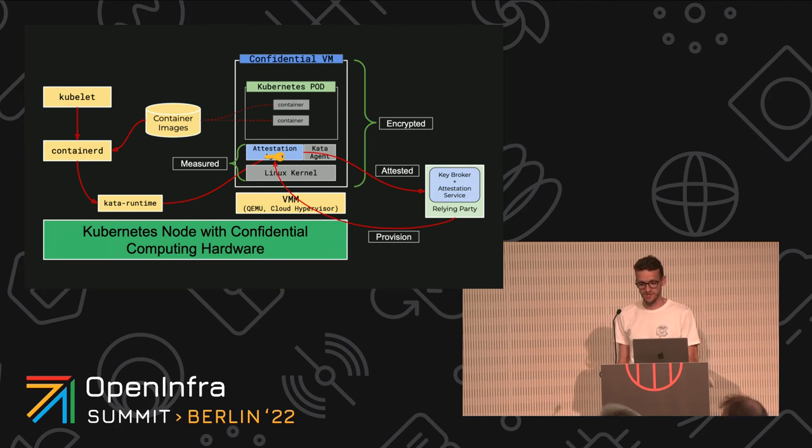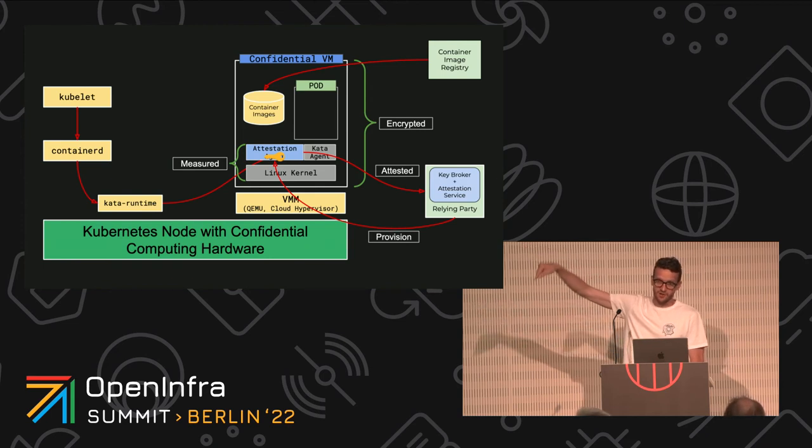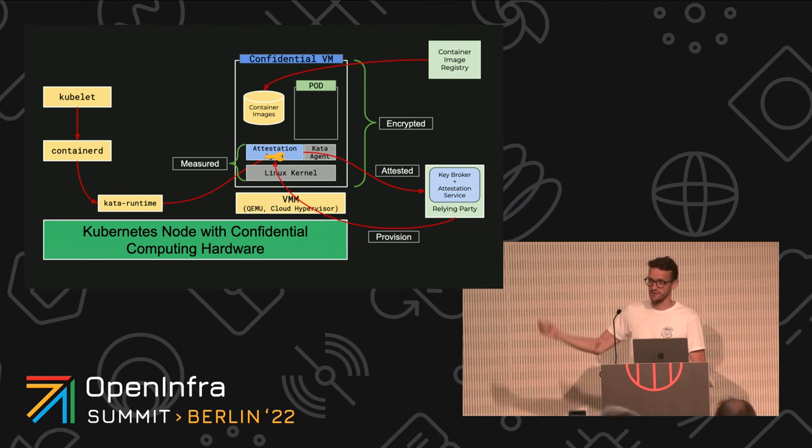And why do we need a decryption key? Because with confidential containers, the container images, as I said, no longer live on the host. They now live inside the guest. Okay? So we have the container images inside the guest. Our Kata guest stack has been verified and attested. We got a decryption key back from the relying party. With this decryption key back, we're going to actually decrypt the container images.